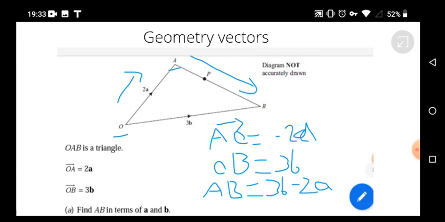That's a simple, probably 1 or maybe 2 mark question you'll be asked on the exam. You'll probably be asked a harder one later following that, using the information you just figured out here. But that's definitely the first step into geometry vectors.